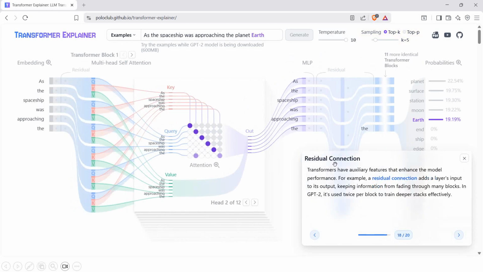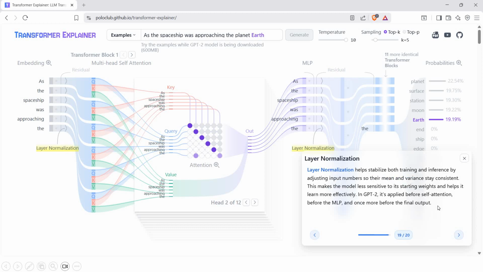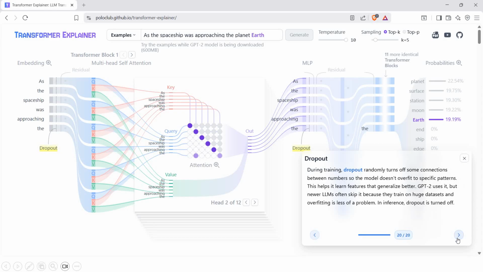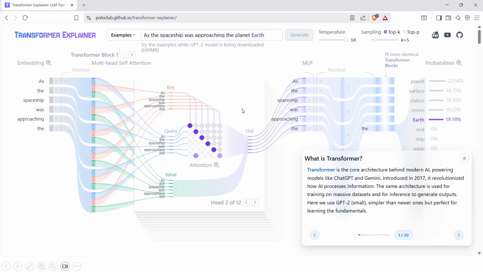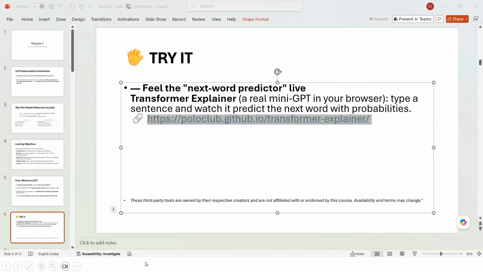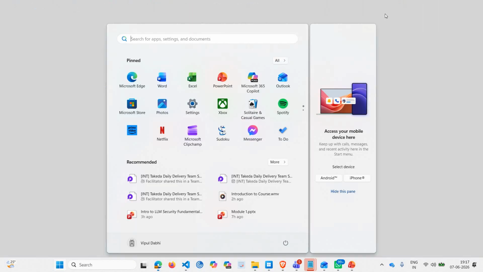Then residual connection: transformers have auxiliary features that enhance the model's performance. For example, residual connection adds a layer's input to its output, keeping information from fading through many blocks. Dropout randomly turns off connections between neurons so that the model doesn't overfit. Okay, that's fine. So again, you can go and check this. We do have an option to provide our own.